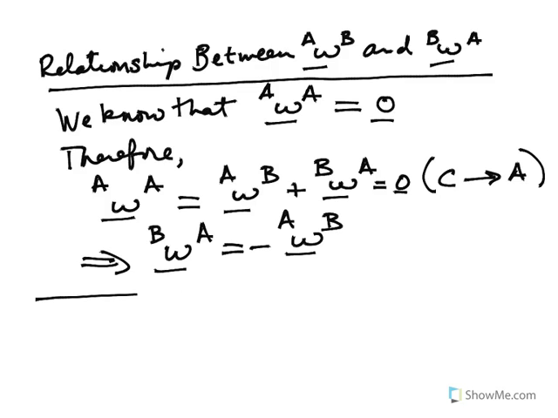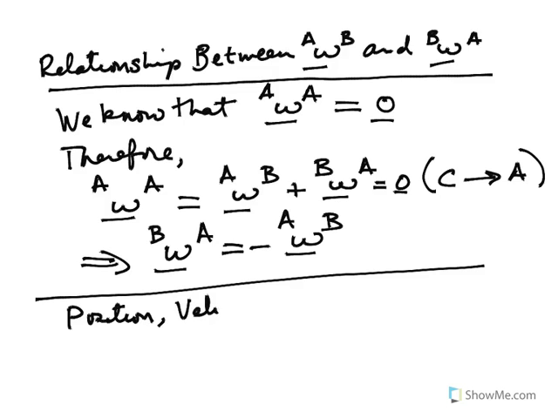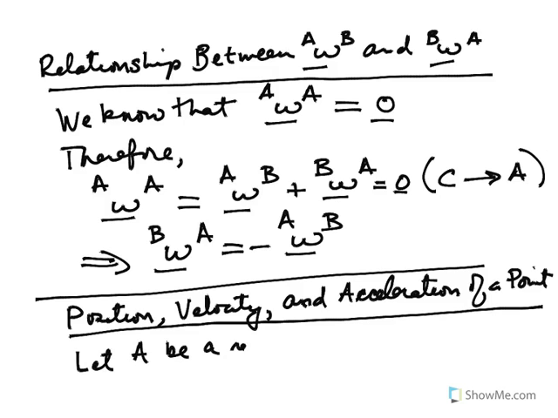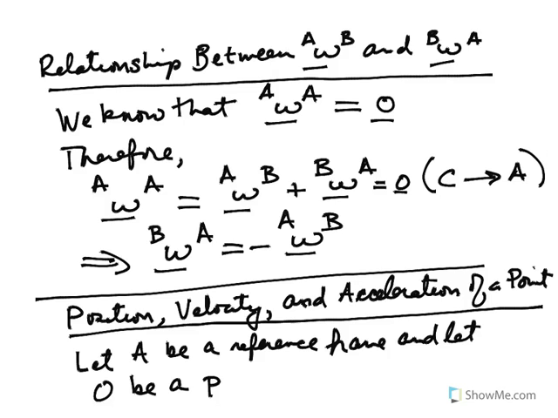So the next topic is going to be position, velocity, and acceleration of a point. Now, what's important in this discussion is as follows. I'm going to start with the following setup. Let A be a reference frame, and let O be a point fixed in A. So this picture looks like this.